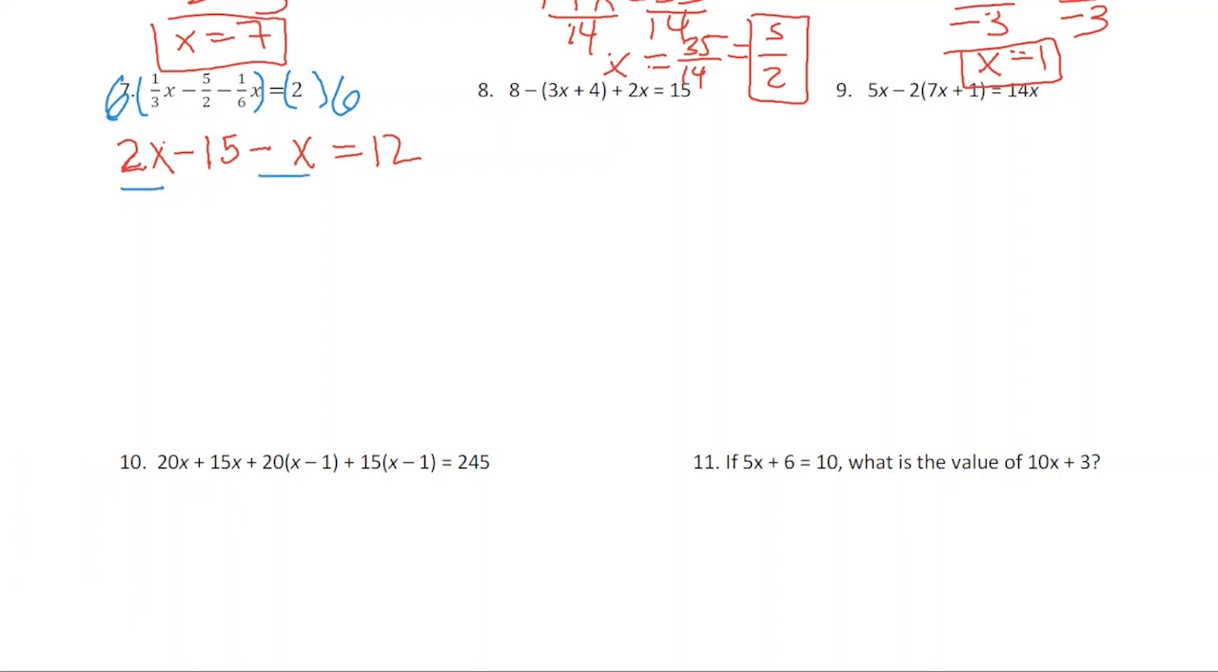I'm going to combine my like terms. 2x minus x is going to be 1x. Yeah, 1x minus 15 equals 12. I'm going to add 15 to both sides. And I get x equals 27.